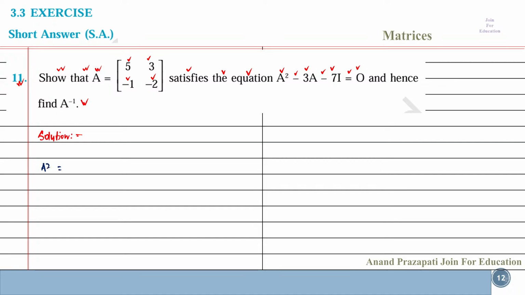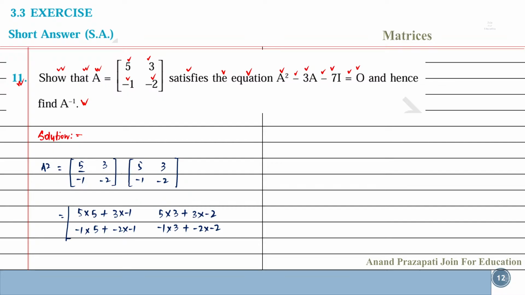A square equal to [5, minus 1; 3, minus 2] into [5, minus 1; 3, minus 2] equal to 5 into 5 plus 3 into minus 1, and 5 into 3 plus 3 into minus 2, minus 1 into 5 plus minus 2 into minus 1, minus 1 into 3 plus minus 2 into minus 2. Is there any problem to understand up to this step?